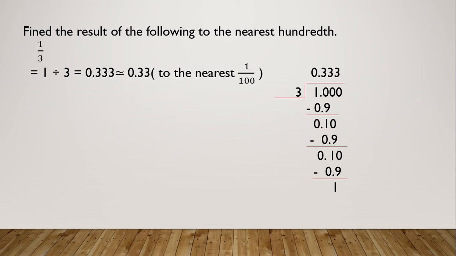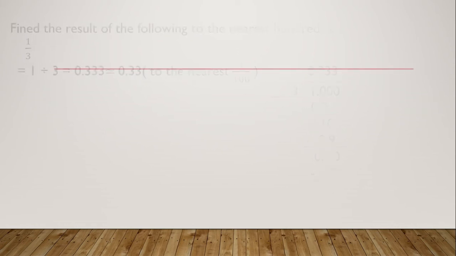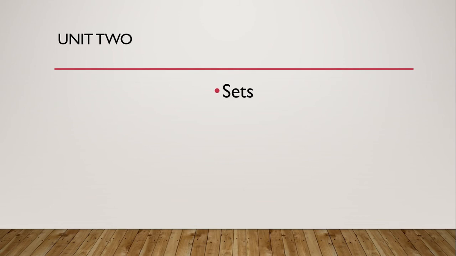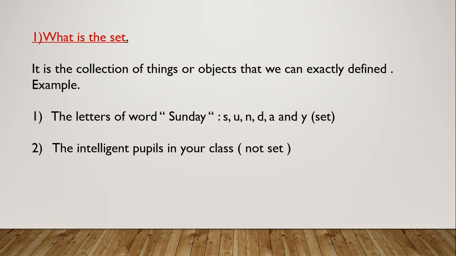Okay, that was the last lesson we had in Unit 1. Now we will start Unit 2. It was about sets. What is a set? A set is a collection of things or objects that we can exactly define. Example: the letters of the word Sunday.